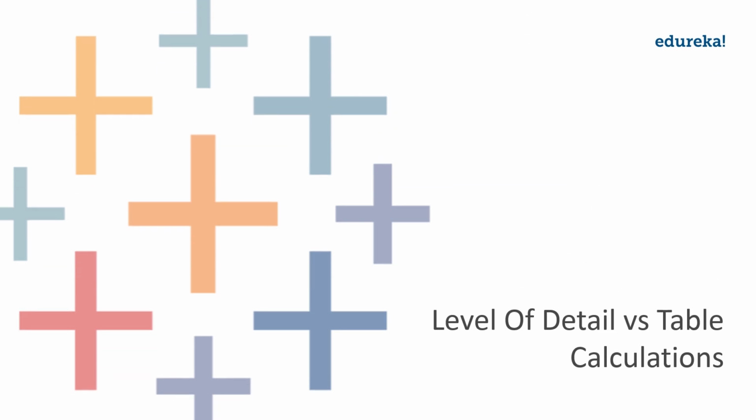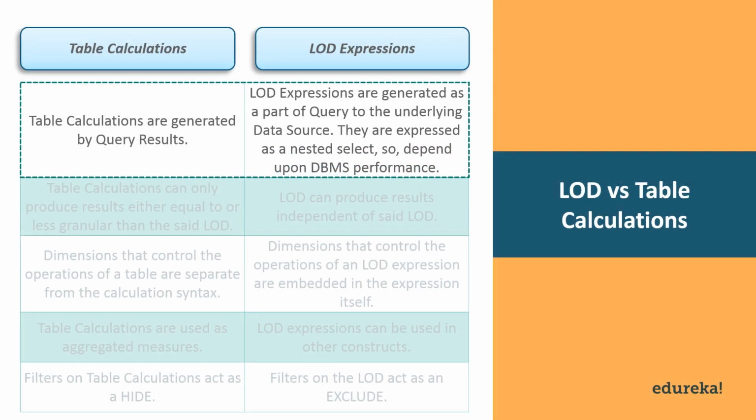This is a very common question of how the level of detail compares to the table calculation. And now that we have level of detail, do we actually need table calculations? The answer is yes, you will still be needing table calculations, but the LOD is here to take care of a lot more of the things. Now, first of all, table calculations are generated by query results, whereas the LOD expressions are generated as a part of query to underlying data source.